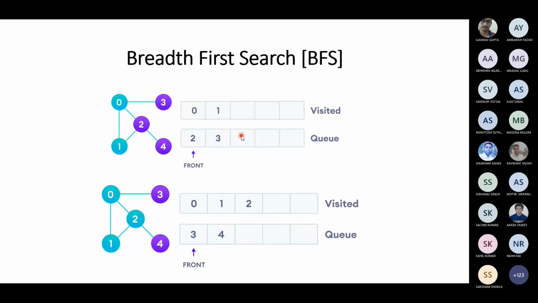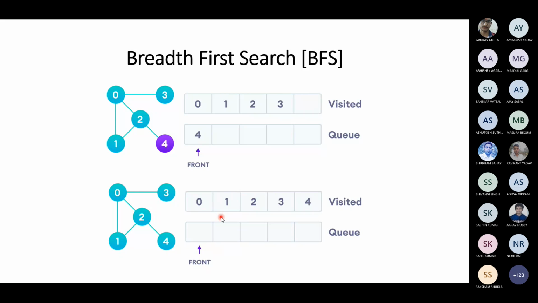Okay, 4 will be inserted at the rear, but 2 will be visited. The edge which is having the visiting node will be inserted at the rear only. When you are visiting 2, 4 will be inserted at the rear. The next node you will visit is 3 here. The front node is the node which you will visit. So after 2, you will visit 3. 3 has no edges. So after that you will visit 4.